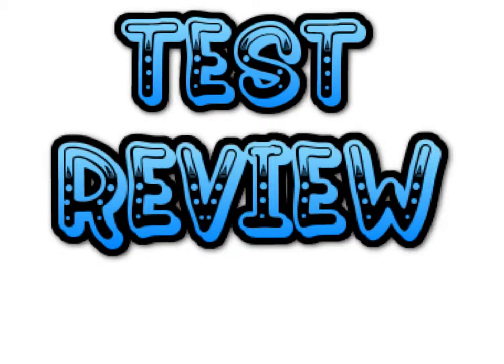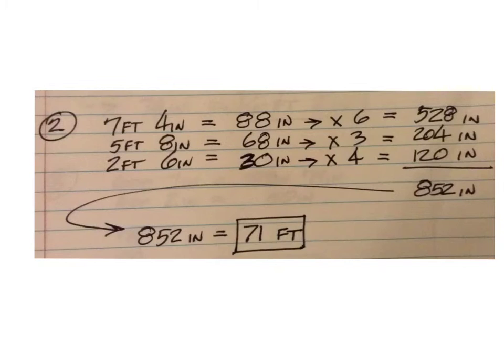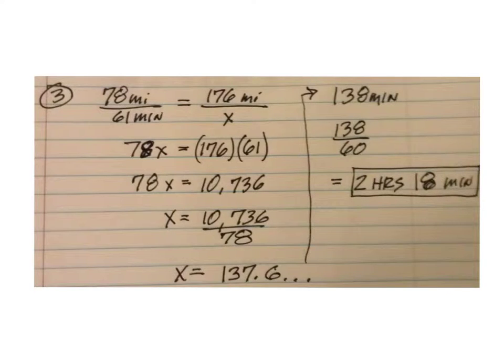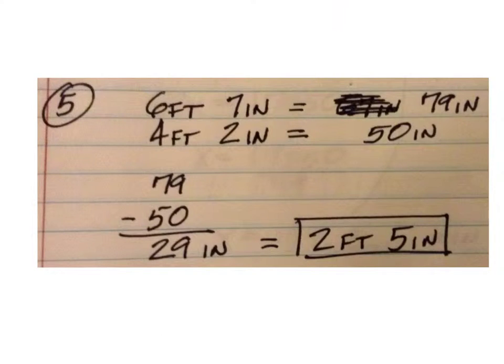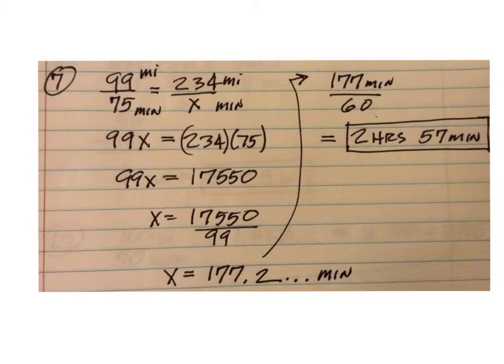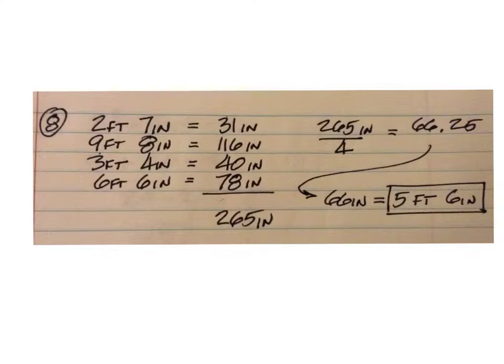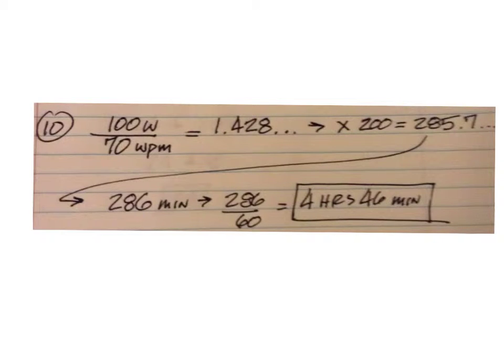Next up is the test review. Number 1 is 5 hours, 31 minutes. 2 is 71 feet. 3 is 2 hours, 18 minutes. 4 is 6 feet, 2 inches. 5 is 2 feet, 5 inches. 6 is 102 feet, 2 inches. 7 is 2 hours, 57 minutes. 8 is 5 feet, 6 inches. 9 is 3 feet, 5 inches. 10 is 4 hours, 46 minutes.